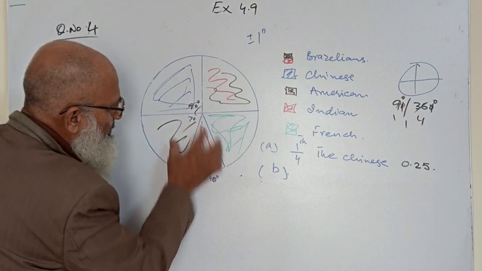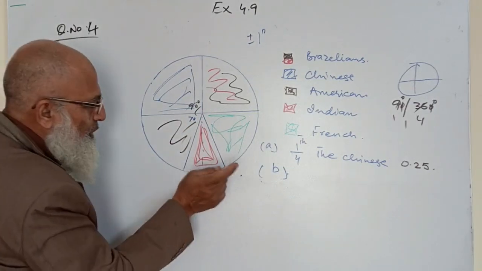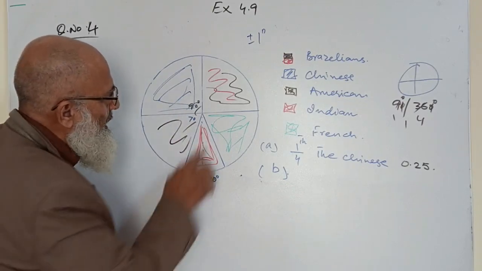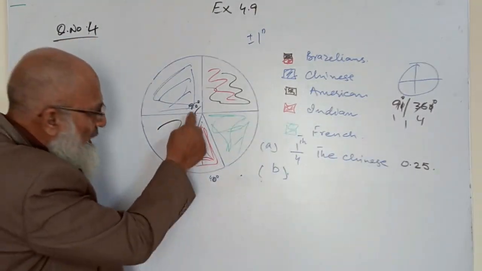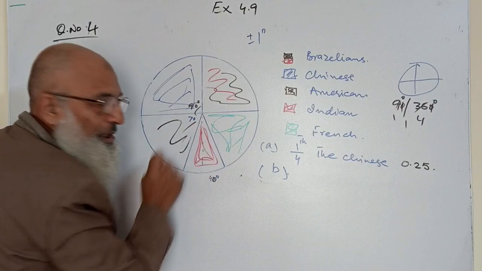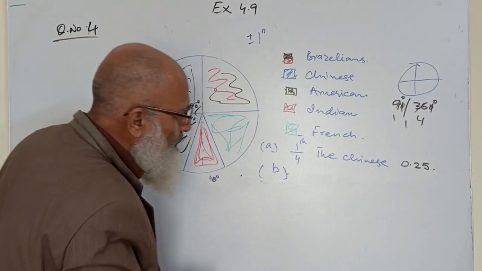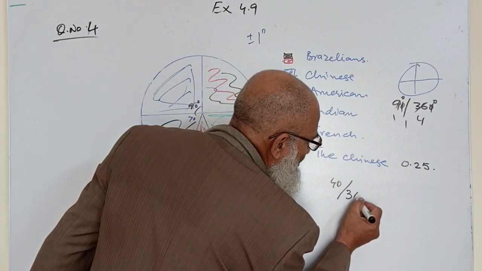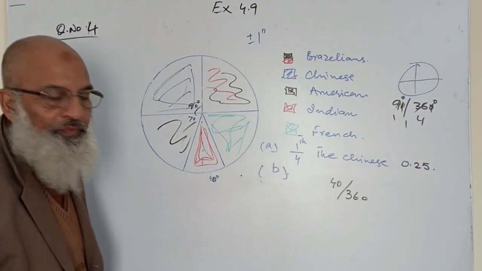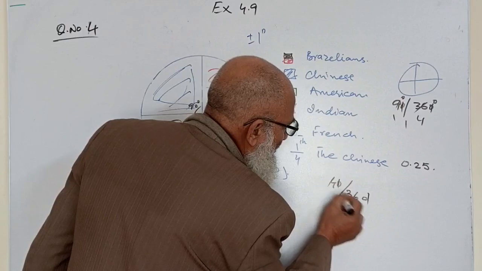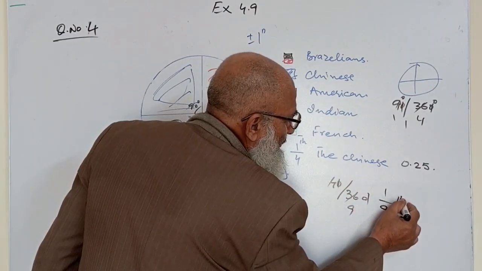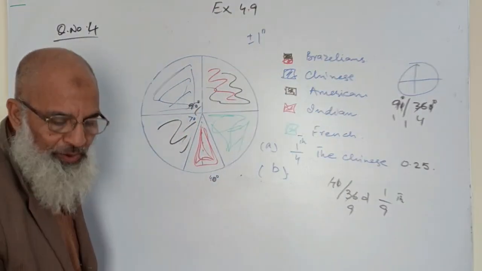आपकी किताब में से मैंने जब ये पैमाइश किया, that is 40 degrees. So we will proceed with the 40 degrees. अब हम 40 डिग्री से प्रोसीड करेंगे, the Indian students with 40 degree sector. Now 40 degrees is this one, this sector. So what will we do? 40 divided by 360, and 9, 1/9 are the Indian students.